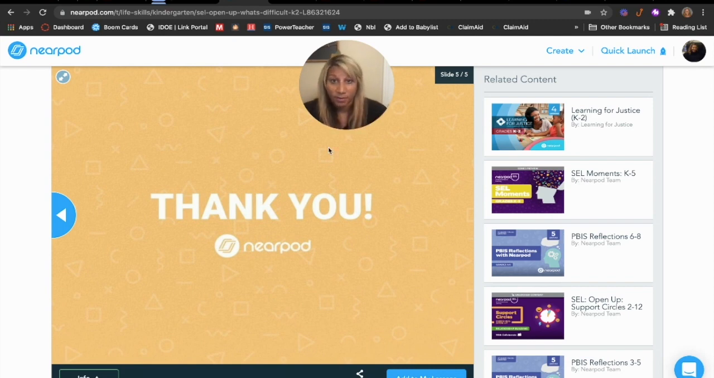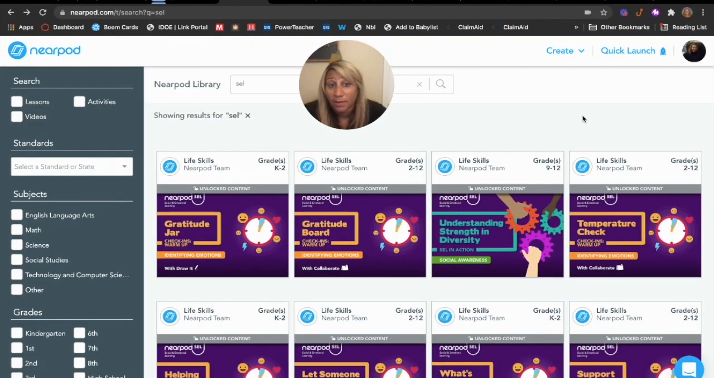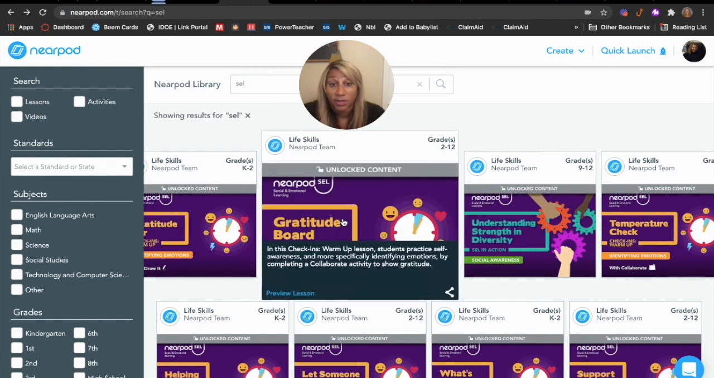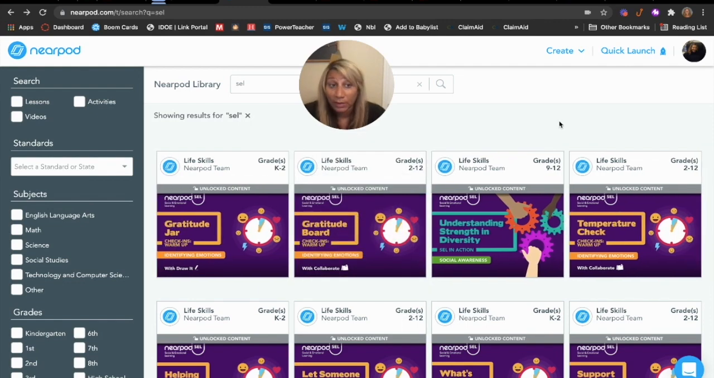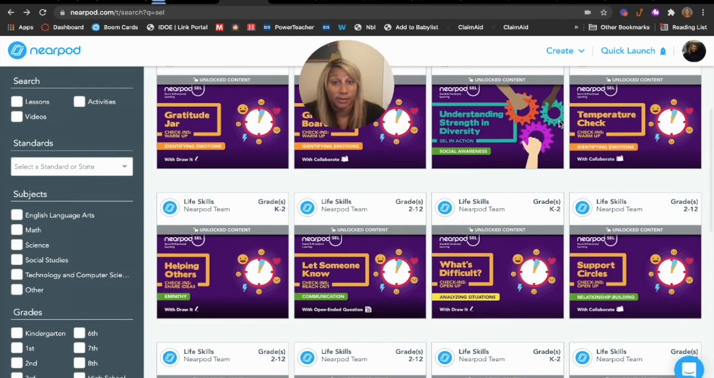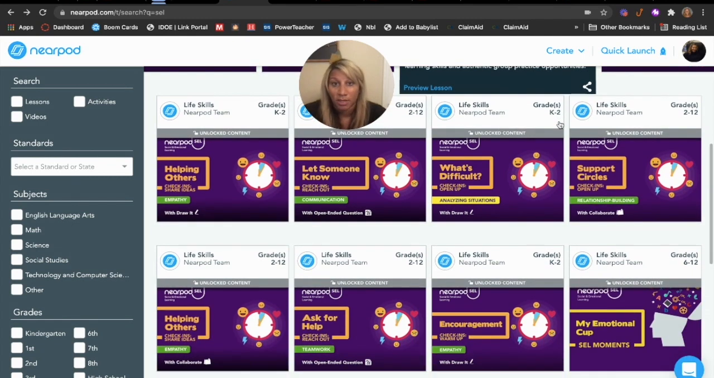So now let's pop back over to that main screen again. We're just going to take a look one more time at the different ideas that they have here that we could use, again, for those short little quick teaching moments. We've got the gratitude jar and board. This gratitude board is really a neat one. Temperature checks, support circles. All of these are already created for you.